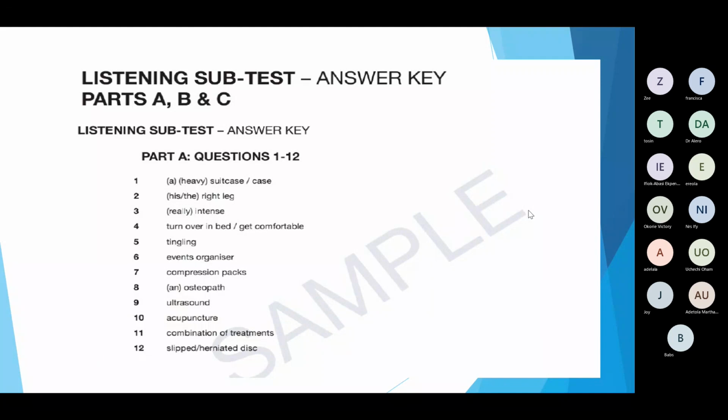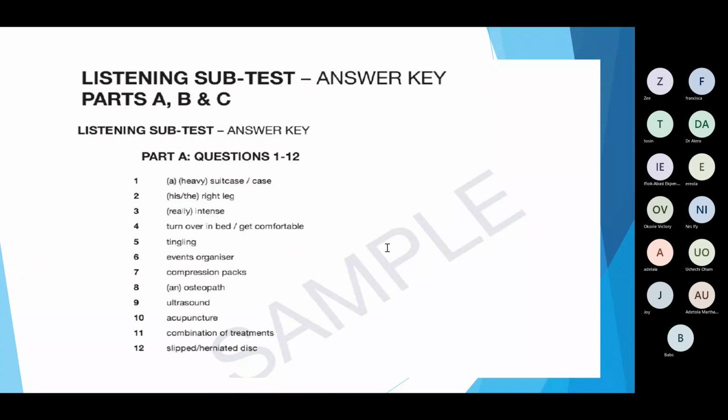12/12 from Joy, 10/12 from Dr. Alero, 12 from Babs, 11 from Francisca. Z got 11 and Iriola got 10/12. Well done, Adelala. I know you missed some and then you got 9/12. These are beautiful scores. Tosin, I'm not hearing anything from you.